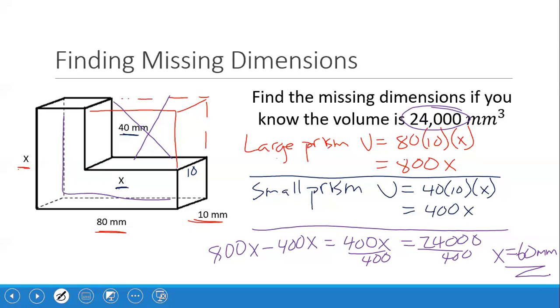So sometimes we're able to take a three-dimensional solid, and instead of breaking it down into smaller pieces, sometimes we need to expand it to a larger solid from which we can then take out a piece. The reason that worked out here is because we had the dimensions of the large solid. We knew the dimensions were x, 80, and 10, and we knew the dimensions of that additional piece that we added on were x, 10, and 40. That allowed us to find the volume of that outside prism and the volume of that additional piece so that we could find that missing dimension of x, which is what we're ultimately trying to find.